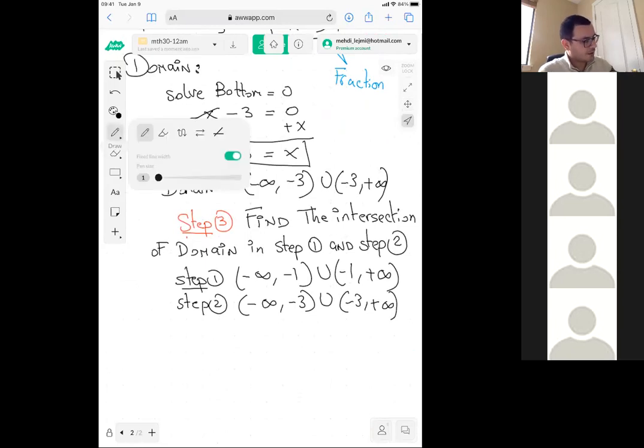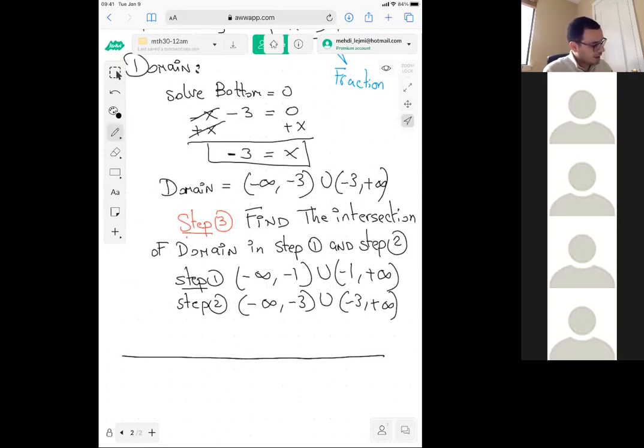So here's my number line. I'm going to need negative 1, and I'm going to need negative 3. So here's my negative 3, here's my negative 1, here's my negative infinity, positive infinity. So for the domain in the first step, the domain of g, we said it's any number except negative 1. Use parentheses to exclude negative 1. And then from the second step, we said it's any number except negative 3. So here, I'm going to use the green for the second step. So I'm going to exclude the negative 3.